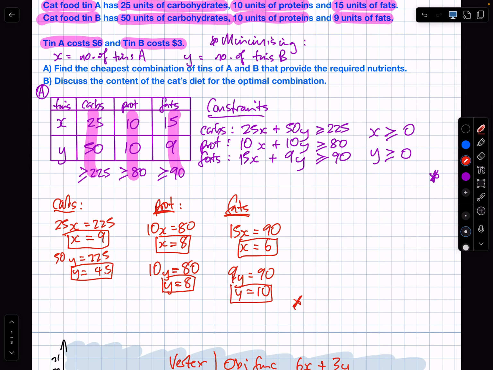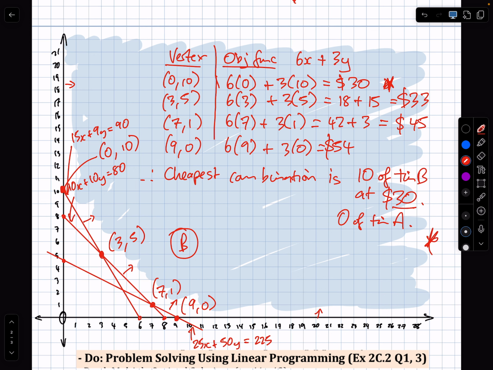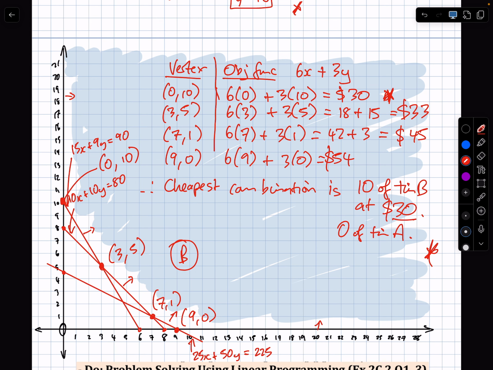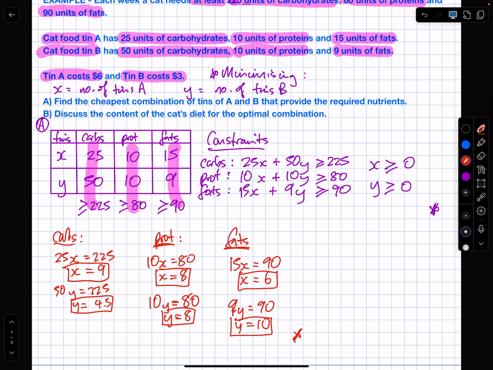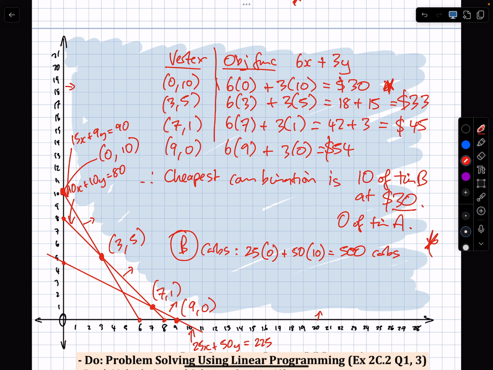What was B? Discuss the content of the cat's diet for the optimal combination. Well, our constraints were, what was the carbs? Carbs was 25. What was the vertex? 0 plus 50 lots of 10. So that cat is going to get 500 carbs. That meets the requirement. They wanted at least, what would they want at least of? They wanted at least 225. So that cat is carbed up. He's a tubby little cat.